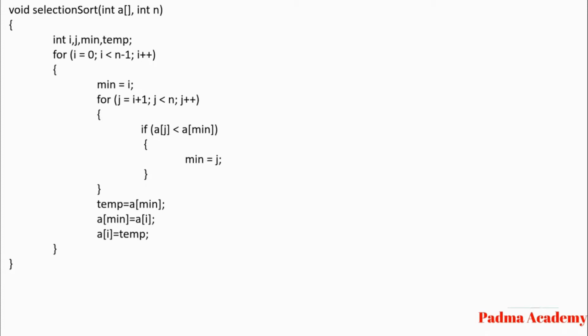For i is equal to 0, i is less than n minus 1, i plus plus. This for loop is used to select the first element from the unsorted array that we have already discussed previously. For j is equal to i plus 1, j is less than n, j plus plus. This for loop is used to find out the smallest element from that array. And temp is equal to a of min, a of min is equal to a of i, a of i is equal to temp. This is the swapping logic.